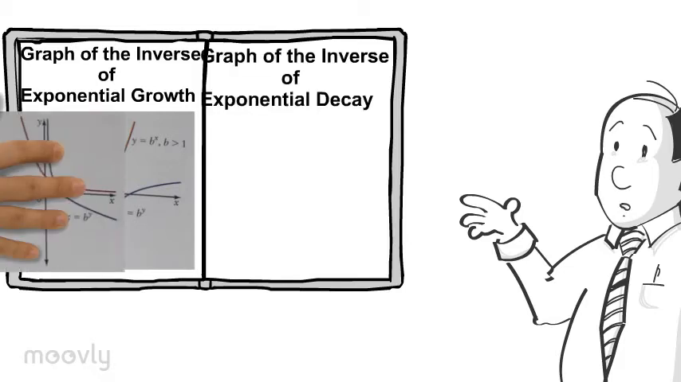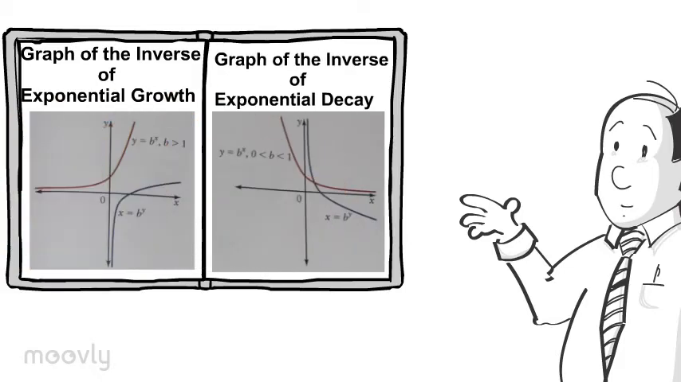On the other hand, the graph of the inverse of an exponentially decreasing function is decreasing. It looks like a vertically stretched version of the exponential function. It has the same vertical asymptote, x-intercept, domain, and range as the inverse of an exponentially increasing function. It is also a reflection of the exponential function on the line y is equal to x.